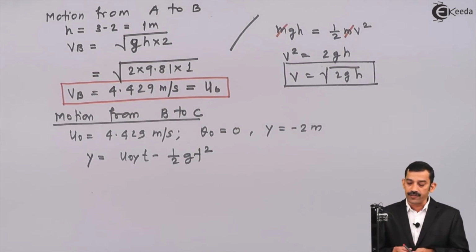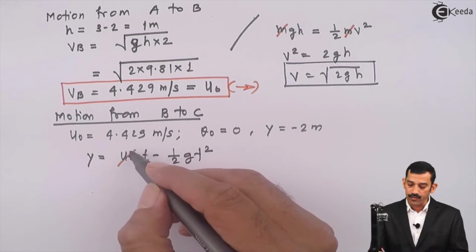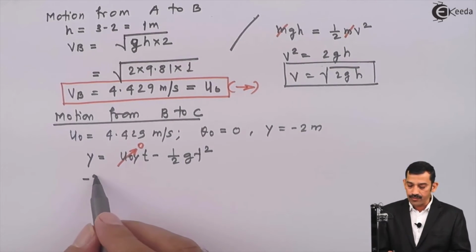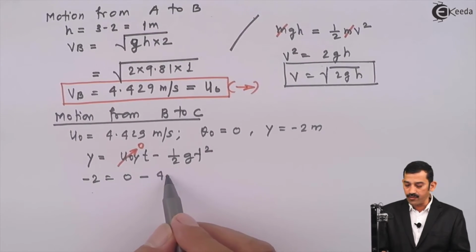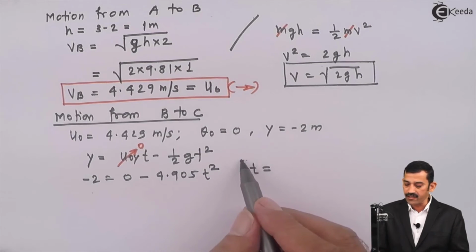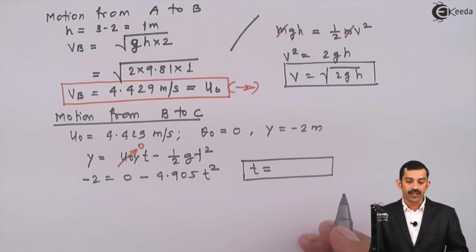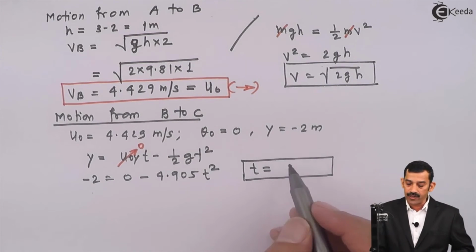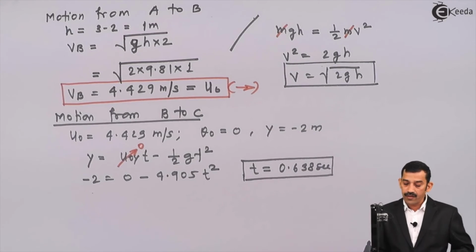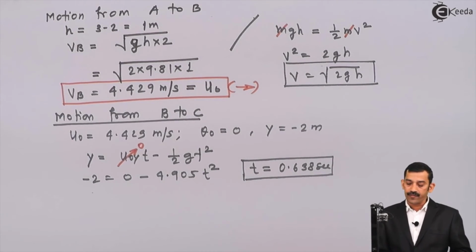Now here, what is the u0y term? The velocity Vb or u0 is horizontal. Therefore, the vertical component of velocity is 0. Y is negative, minus 2. This term becomes 0. Minus half g means 4.905 t square. Using the calculator, minus minus gets cancelled. First, you will get how much time this marble will take to reach location C. Therefore, this t, if you find it using the calculator, comes out to be 0.638 second.